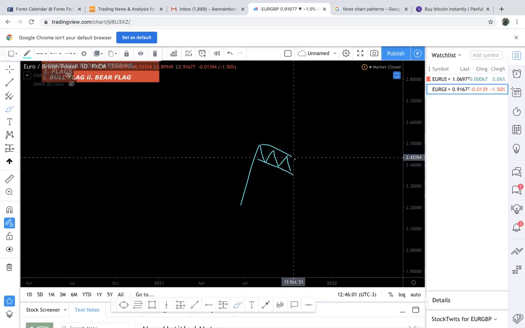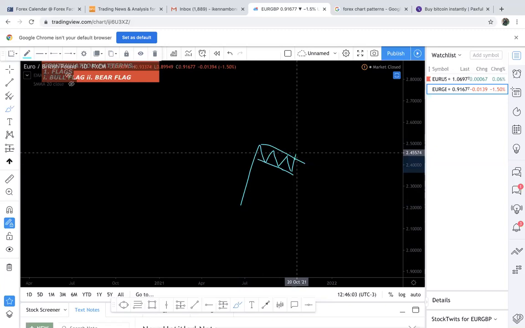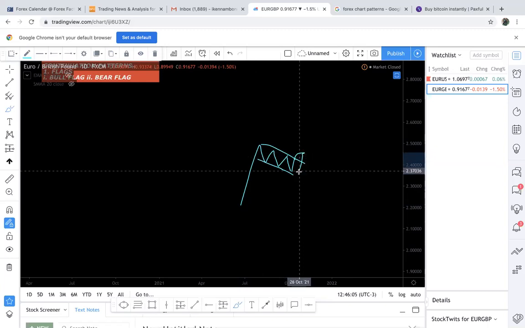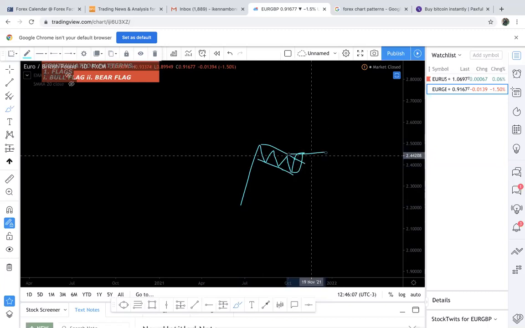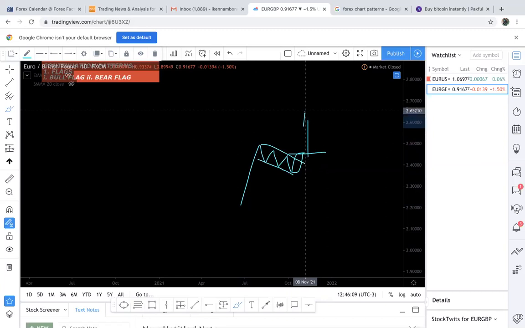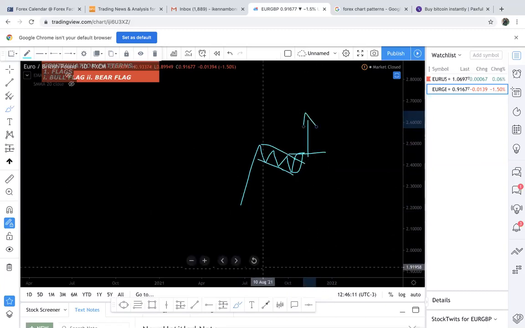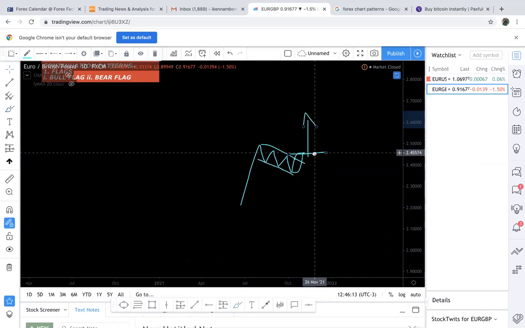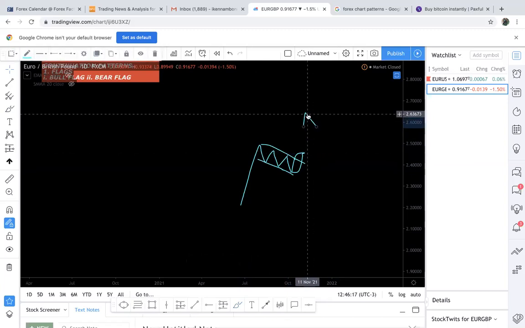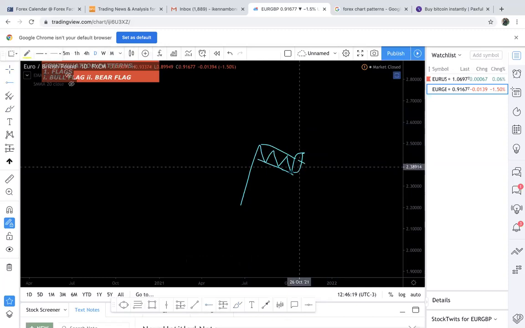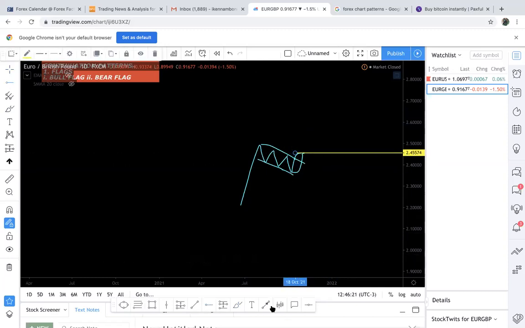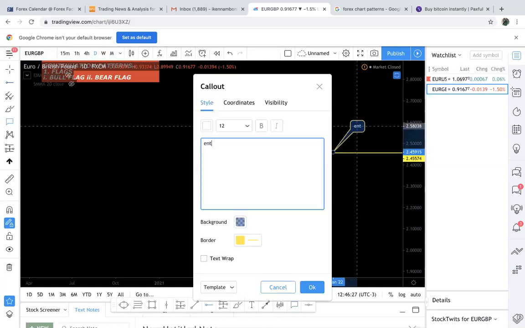So it's always advisable you wait for price to break with a strong candle, like a bullish engulfing, to close outside, and then you take it from there. Let's say we have a bullish engulfing candlestick formation from there. So you see right here, that will be your entry. Okay, so vice versa on a bearish flag. So this is your entry right there.